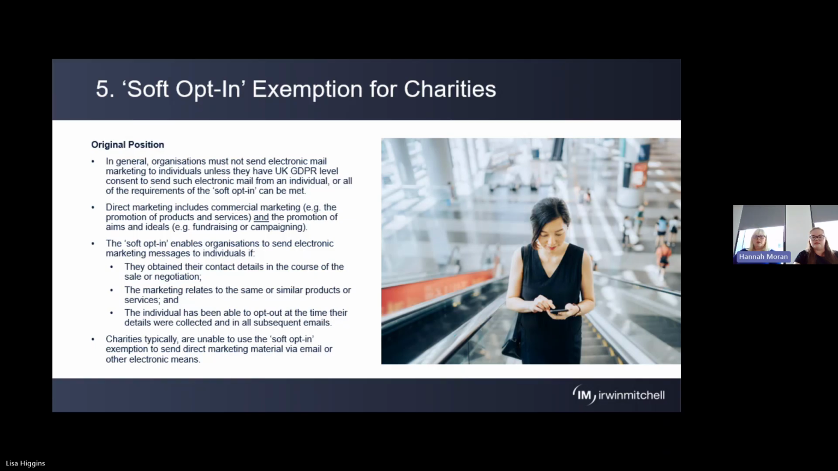So when can it be used? Essentially, for a commercial business, it can be used where you've either sold something to the individual or you've been in negotiations for selling goods and services to the individual. You've got to be wanting to market something which is the same or similar. You've got to have given an opt-out, in terms of the ability to not receive the marketing, at the point at which you collect the personal data, and you have to provide an unsubscribe or an ability to opt out in every subsequent communication.